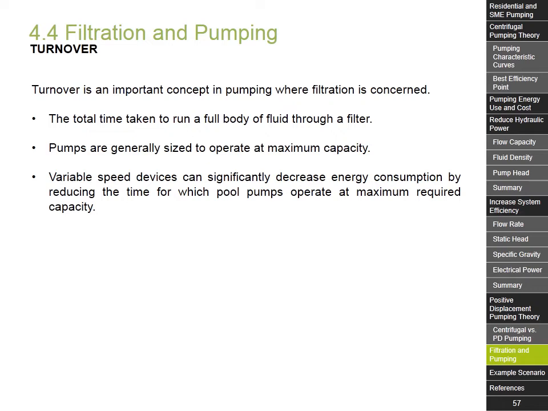For example, the theoretical energy required to circulate domestic pool water is 50 watts. Commonly, pool pumps are 1000 watts. This is where variable speed devices can significantly decrease energy consumption by reducing the time for which pool pumps operate at maximum required capacity. Secondly, the turnover time can be used to determine kilowatt requirement to turn over the volume.